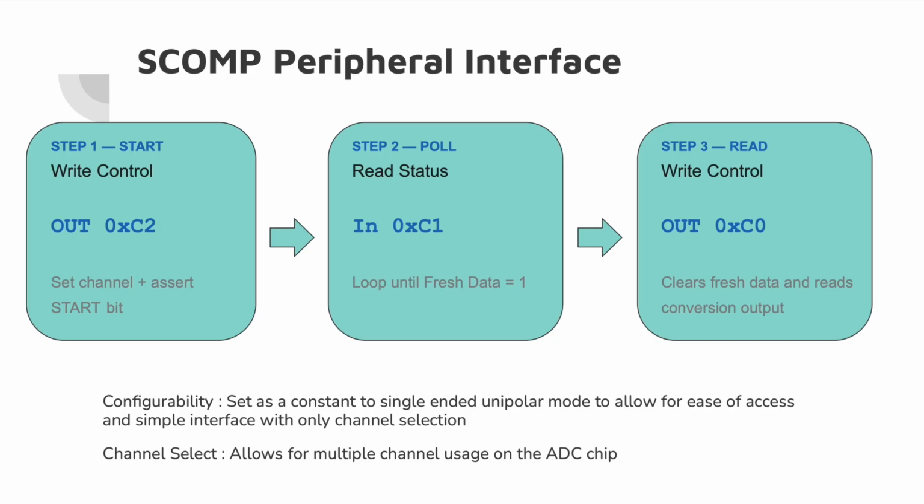We deliberately chose to only let the user choose the channel select and start bits to keep our interface simple. We use a constant single-ended unipolar mode, so all the user has to do is choose when to start and which channel to use. We also automated all the status bits, so all the user needs to do to check them is to look at the status register.